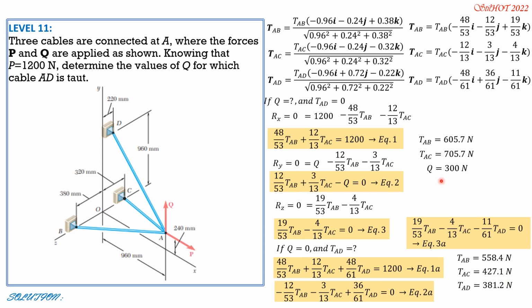And therefore, Q would be from 0 less than or equal to Q, and Q must be less than 300. Q should be less than 300, not equal to, because if it is exactly equal to 300, then the tension in AD would be 0. But if it is less than 300, the tension in AD will be 0 point something or greater than 0. So that's why the answer is 0 less than or equal to Q less than 300 newtons. That's it for this problem.